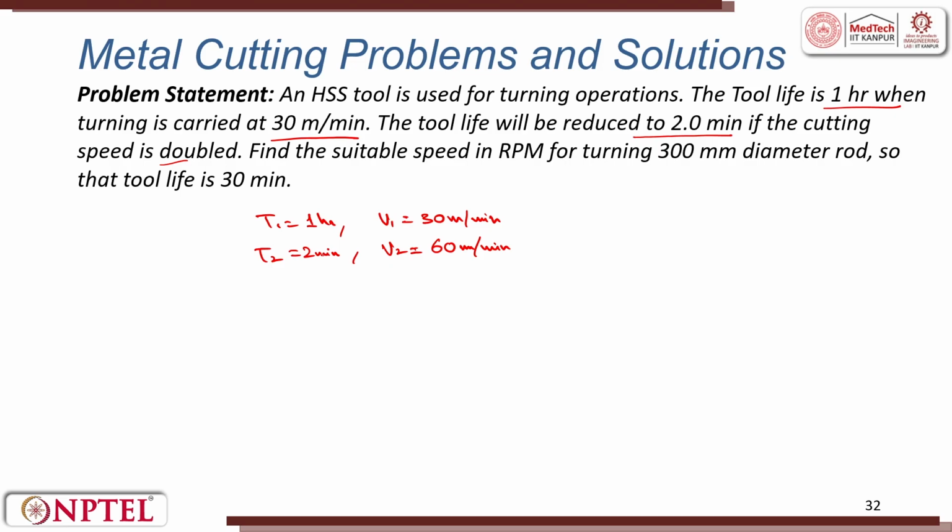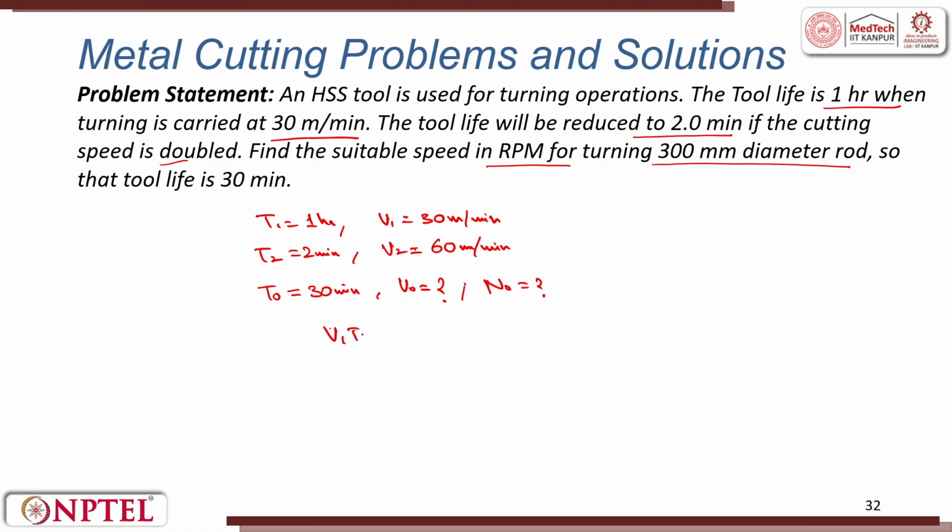Then they say find the suitable speed in RPM for turning a 300 millimeter diameter rod, so that tool life is 30 minutes. So T0 here I am putting as 30 minutes. It is under question, and we need to find V0. What is the suitable speed here? And they are asking that in RPM. Correspondingly, I will have to find N0.